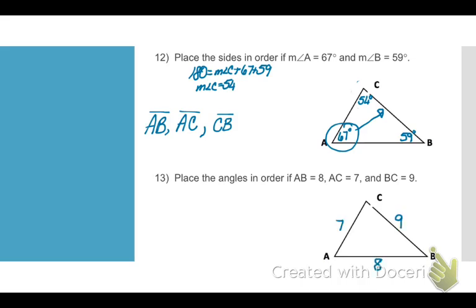Place the angles in order if AB is 8, AC is 7, and BC is 9. Well, I'm going to label my diagram, then I'm going to look for my smallest side, which is 7, so B is my smallest angle. My largest side is 9, and opposite that is A, so that's my largest angle, and C would go in the middle.